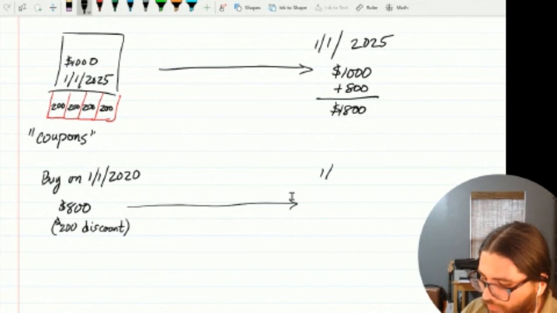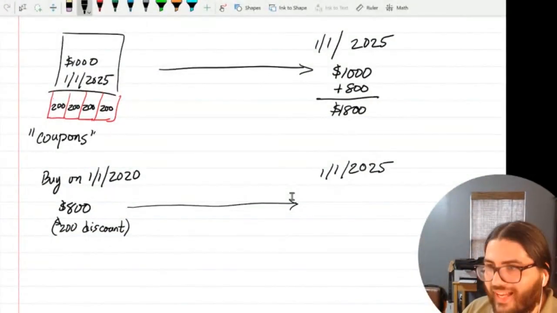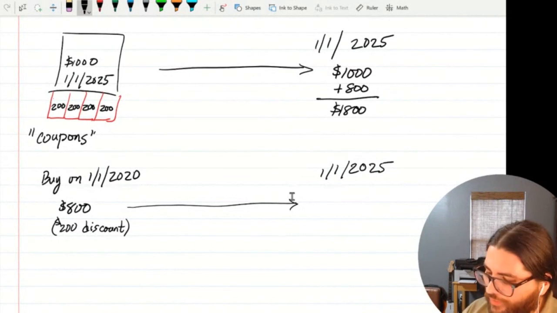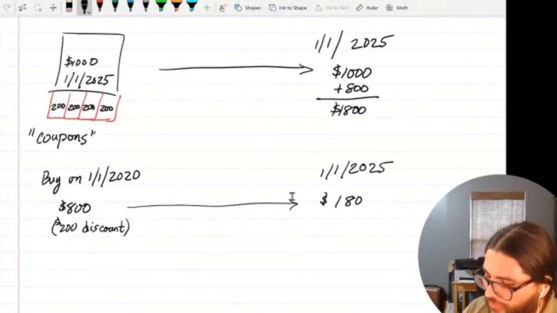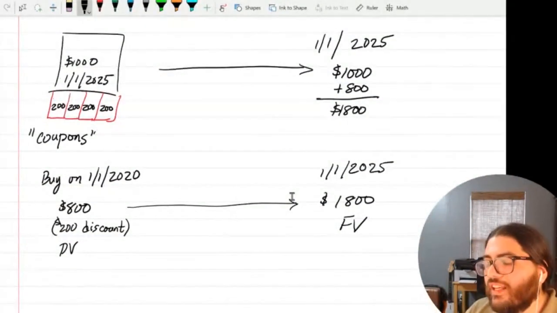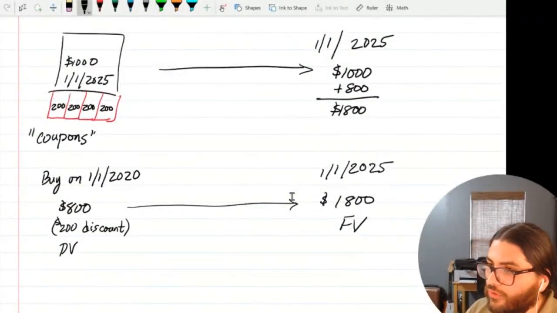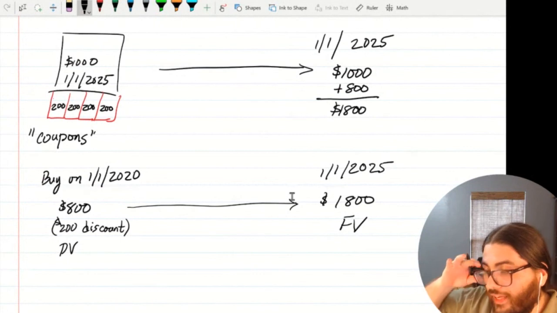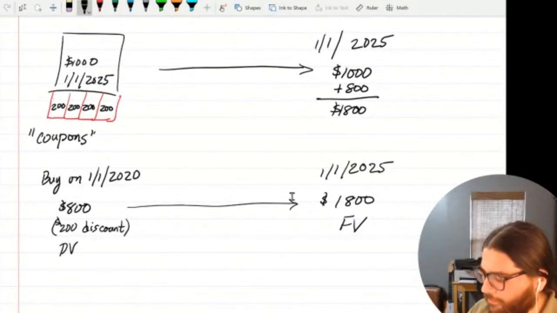But I'm going to hold on to it until January 2025. And I'm going to cash in all of the coupons. And so on that day, my future value will be $1,800. What is the equivalent simple interest rate? I mean, the annual simple interest rate.